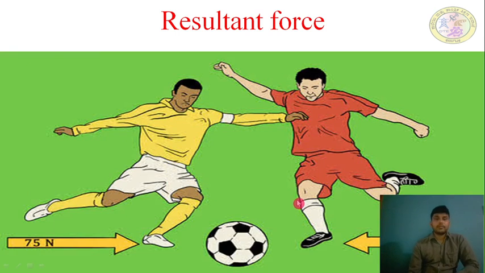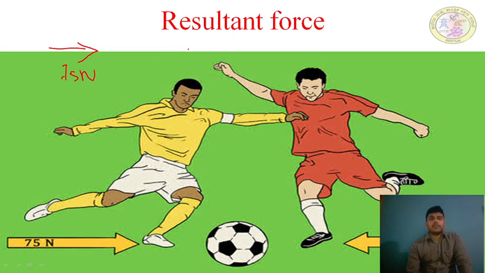Next, here two football players are kicking the ball. One of the players is kicking the ball with a force of 75 Newton, and the other person is kicking the ball with a 125 Newton force. Here the forces are in opposite directions. One force is 75 Newton and the other force is 125 Newton. I'll write it in a free body diagram. This is called a free body diagram. The space diagram will be converted into a free body diagram.